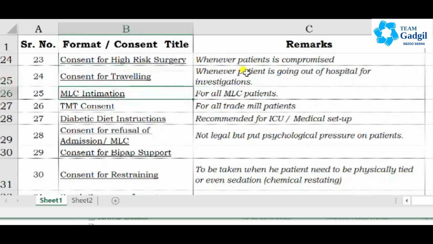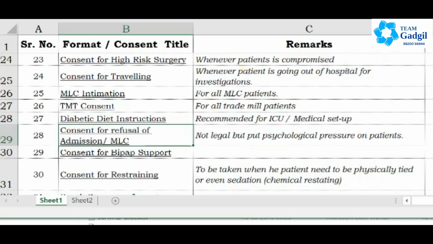MLC and intimation, a must for all MLC patients. TMT consent for all treadmill patients. Diabetic diet instructions recommended for ICU and medical setup. However, it's your call. Consent for refusal of admission and MLC.